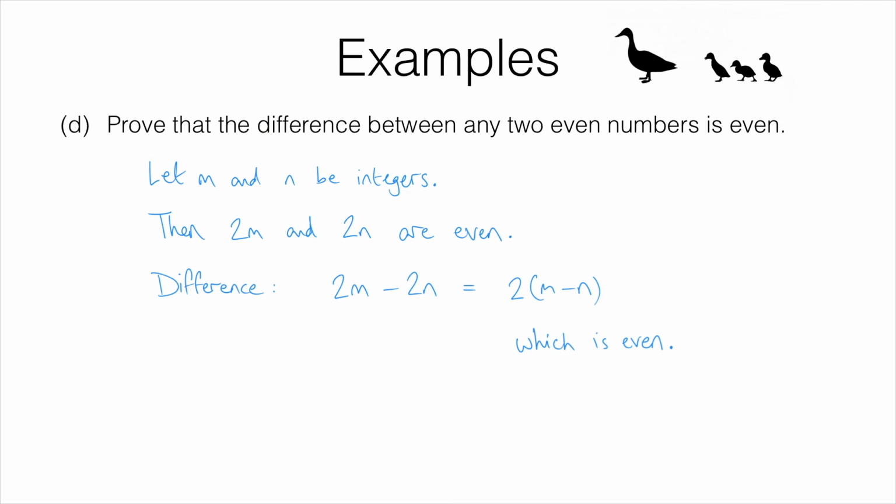The difference is what we get when we subtract. So 2m subtract 2n is going to be this. We can simply factorise out the 2. And I want to do that because I want to show that the difference is even. And I've now shown that it's 2 times some other expression, and that's just m minus n. That's the difference between 2 integers, which is going to be another integer. So 2 times an integer is obviously going to be even.